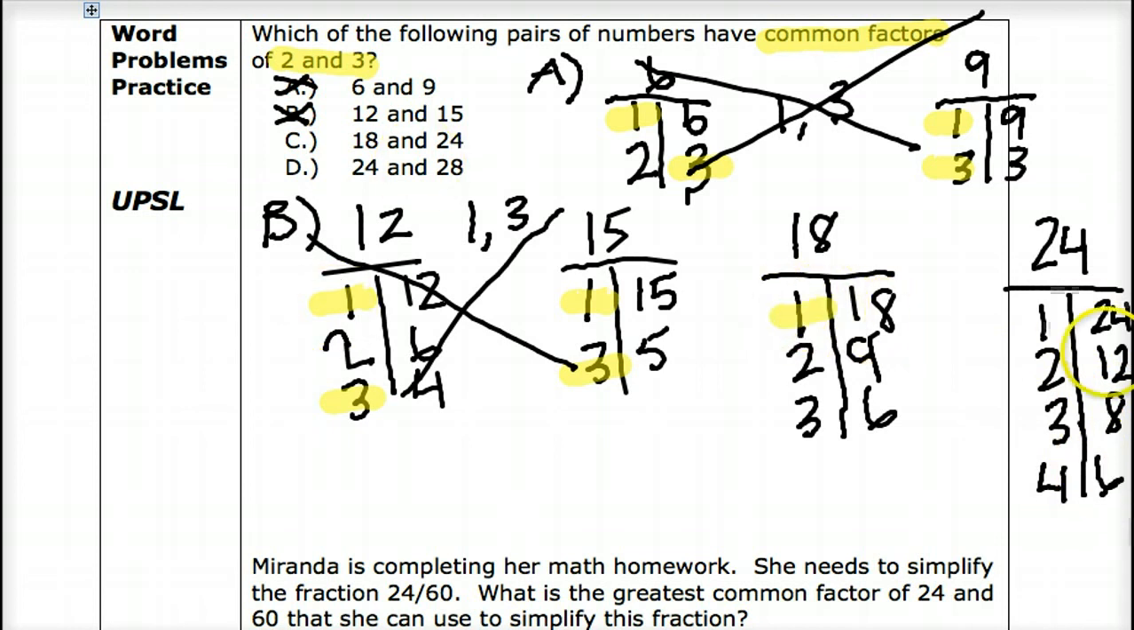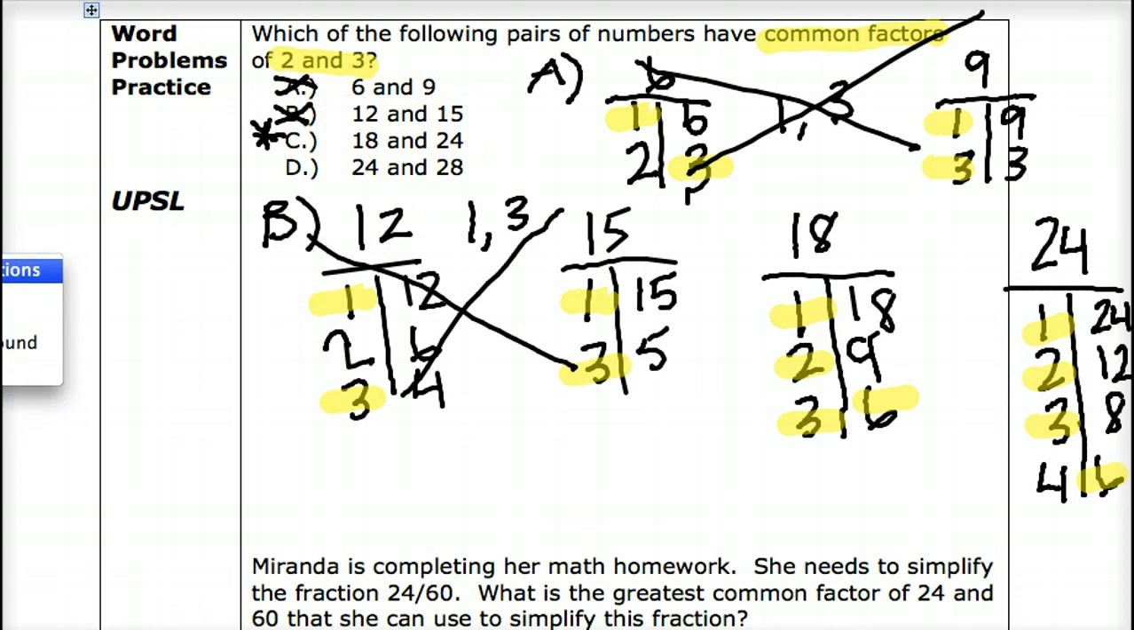So they have 1s, 2s, 3s, 6s, and that would be it that they have in common. Now, of those numbers, we do see that they have a 2 and a 3 in common, which is what we're looking for. So we know that C is probably going to be our answer here. What I want you to do is check D and prove it either right or wrong. Have that ready to discuss in class tomorrow.